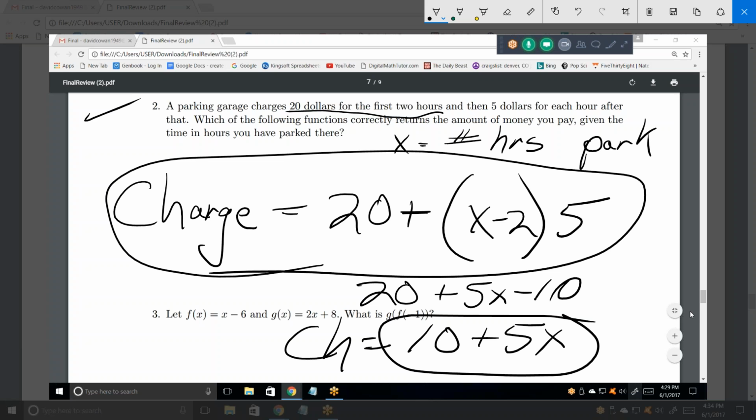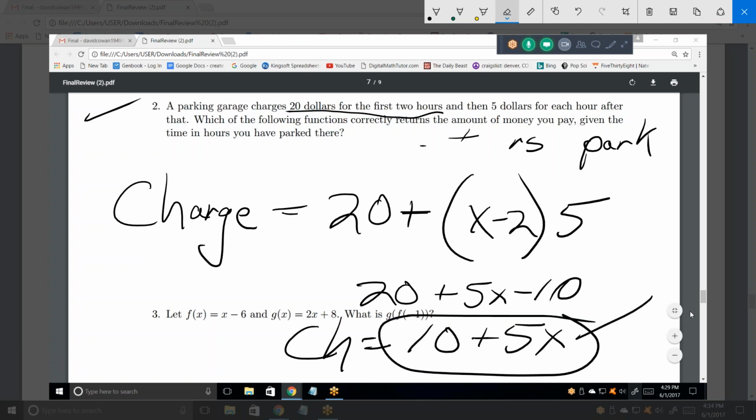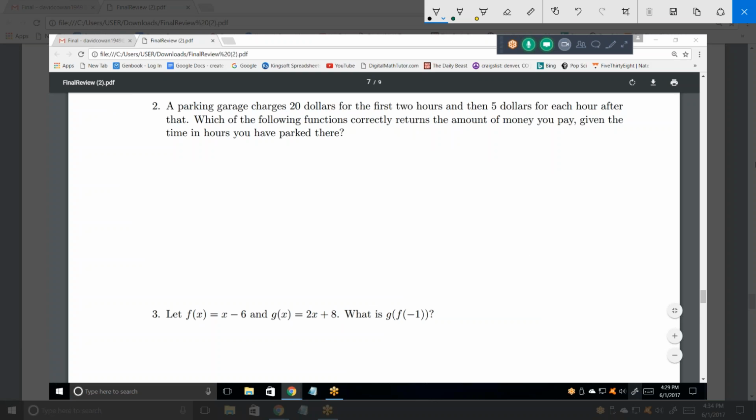Now, the reason they made this multiple choice, and I don't know why they didn't give us the multiple choice answers, but I know why they made it a multiple choice problem, and that is to handle what happens if x is less than 2. Clearly, this answer doesn't work if x is 1. Then the charge should be, it's not $15. The charge is always $20, minimum. So that's why they gave you multiple choice. All right, let's go on to the next one.